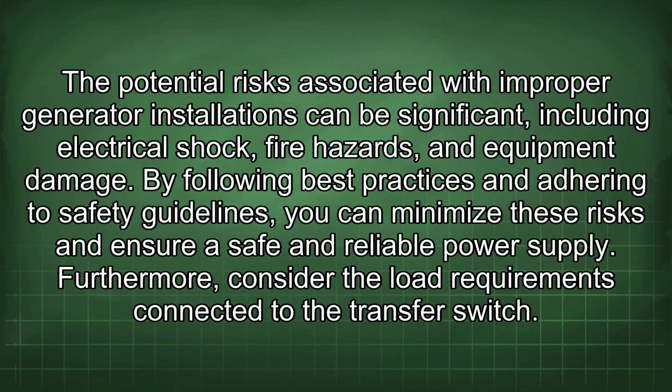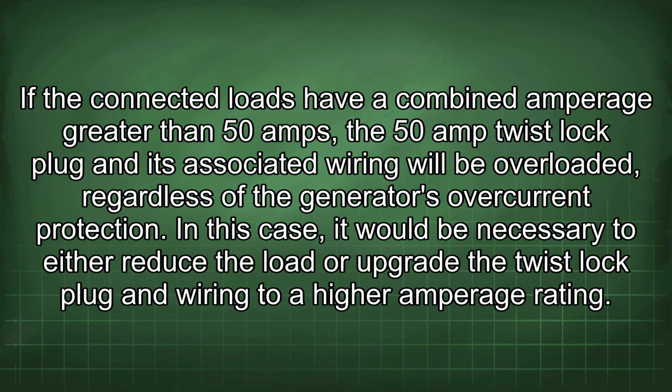Furthermore, consider the load requirements connected to the transfer switch. If the connected loads have a combined amperage greater than 50 amps, the 50 amp twist lock plug and its associated wiring will be overloaded, regardless of the generator's overcurrent protection. In this case, it would be necessary to either reduce the load or upgrade the twist lock plug and wiring to a higher amperage rating.